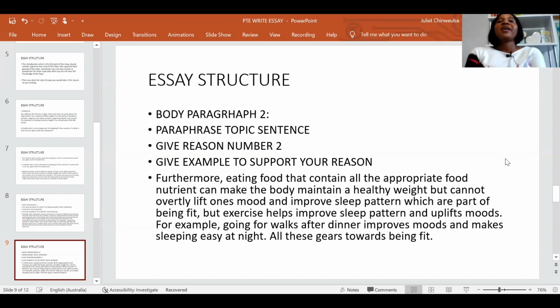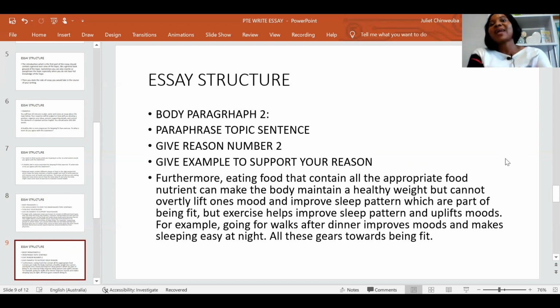So here, you can see what I'm beginning with. I'm paraphrasing the topic sentence again, and I need you to look at it. It says, furthermore, eating food that contains all the appropriate food nutrients. That's the same way of talking about healthy meals or a balanced diet. This is the same thing you can do no matter the topic they give you. Your ability to rewrite it in your own words is very key. Your ability to rewrite these topics in your own words is really very important. That is why I'm spending my time here trying to explain it to anybody that might want to try out this essay on their own. Wherever you are, you can do this on your own.